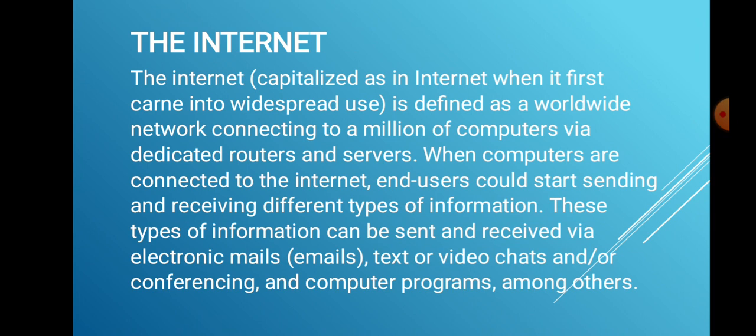The Internet, capitalized as in Internet, when it first came into widespread use, is defined as a worldwide network connecting millions of computers via dedicated routers and servers. When computers are connected to the Internet, end users can start sending and receiving different types of information. These can be sent and received via electronic mails or emails, text or video chats, and conferencing and computing programs, among others.